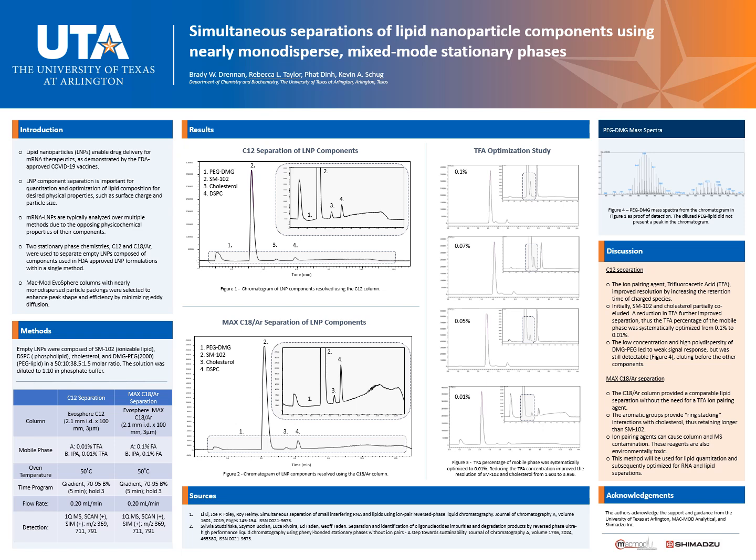within a single method. These MACMOD Eclipsphere columns were selected for their nearly monodispersed particle packings, which enhance peak shape and efficiency by minimizing eddy diffusion.